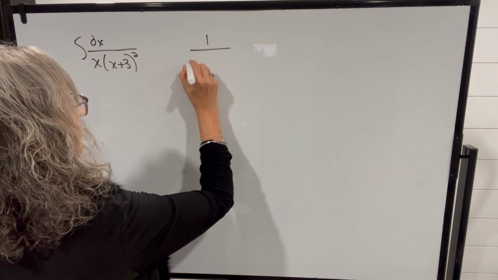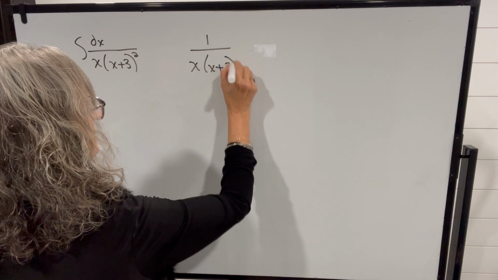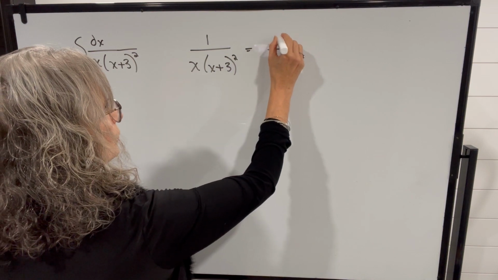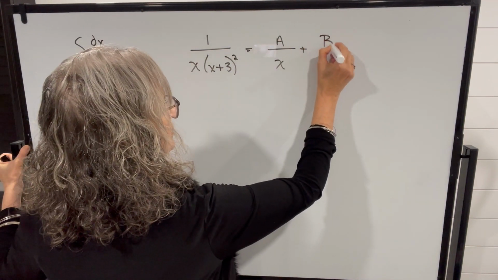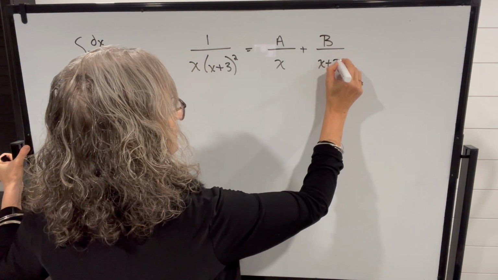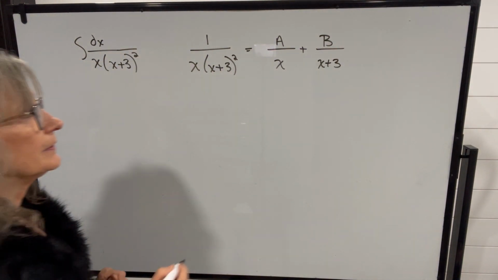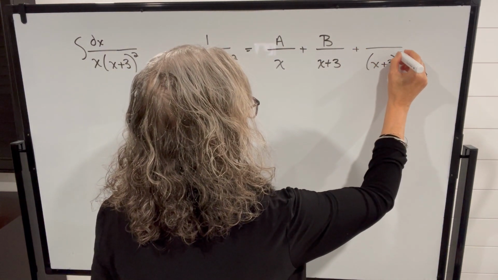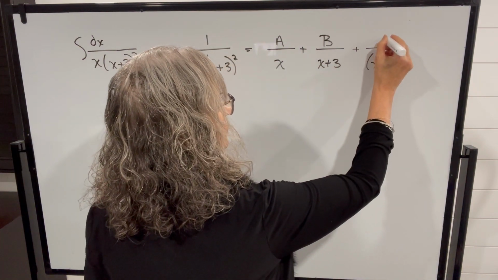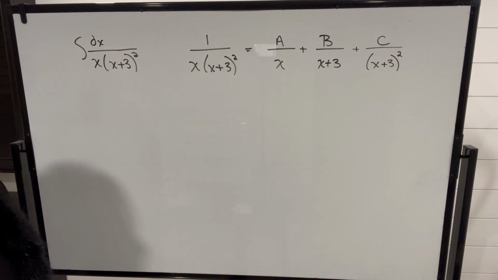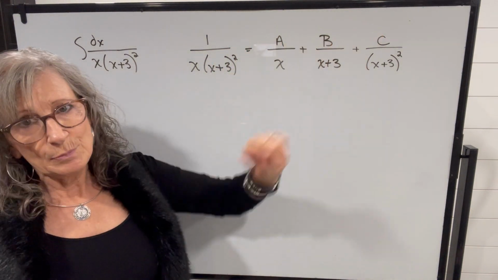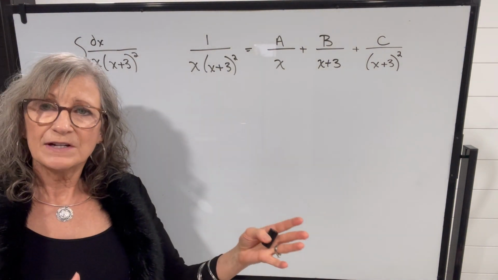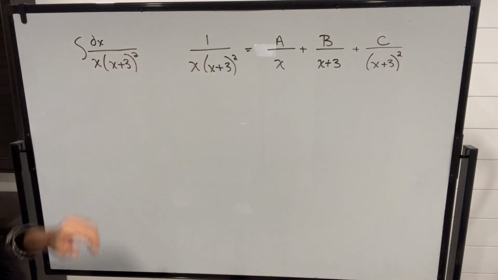So we have a numerator of 1 over x times x plus 3 squared. So we're going to start off with the first fraction. We'll have a denominator of x. We don't know the numerator, we'll call it a. The next fraction, we'll have a denominator of x plus 3, and we don't know the numerator, we'll call it b. And then we need to include the possibility of a third fraction, which is x plus 3 squared. We don't know the numerator, so we'll call that c. What we want to do is find the value of a, b, and c. And once we know that, then we have a simpler integral to integrate than this.